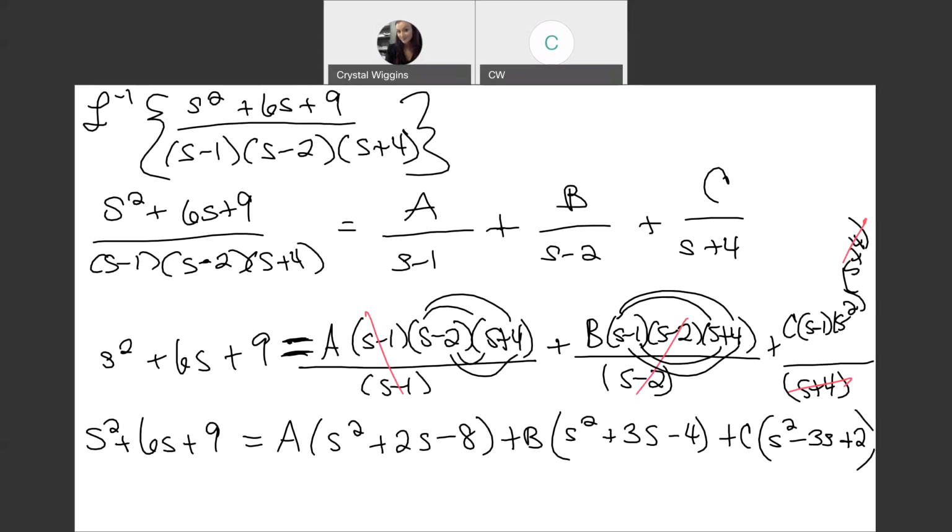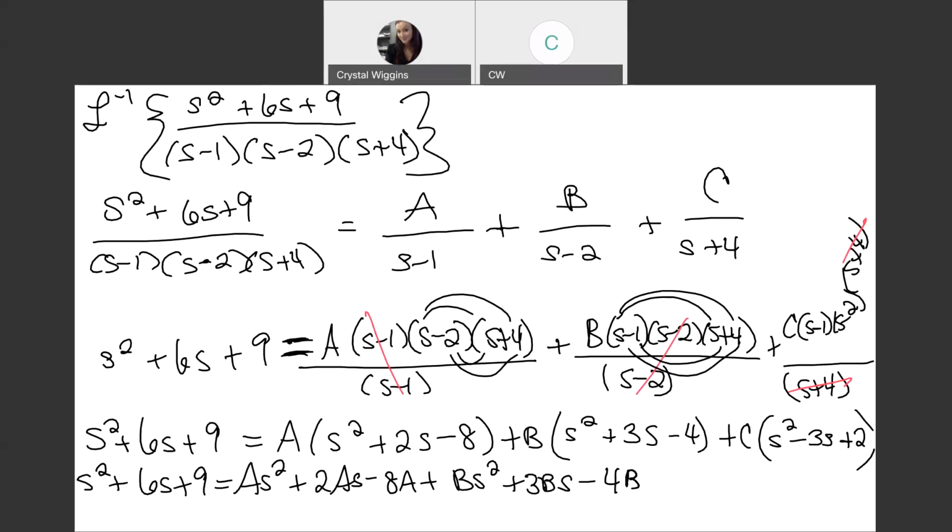So what we want to do now is distribute the a, the b, and the c into these parentheses. It's going to get a little lengthy, but we have s squared plus 6s plus 9 is equal to as squared plus 2as minus 8a plus bs squared plus 3bs minus 4b plus cs squared minus 3cs plus 2c.